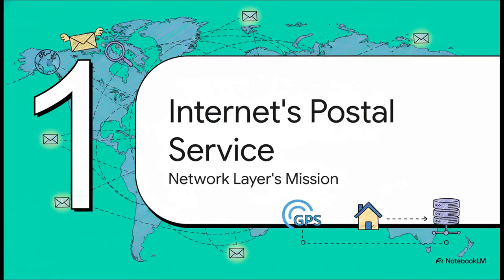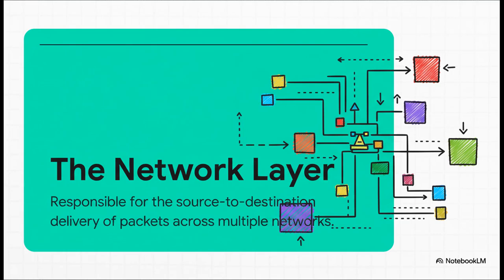Now, our datagram's whole journey is managed by a really crucial part of the internet's architecture. It's called the network layer. You can think of it like the internet's global postal service. It has one single mission: get the mail delivered. See, the network layer doesn't care what's inside the packet. Nope. Just like the post office doesn't read your letters. Its only job is to get that packet from its source to its destination, even if that means hopping across dozens and dozens of different networks to get there.